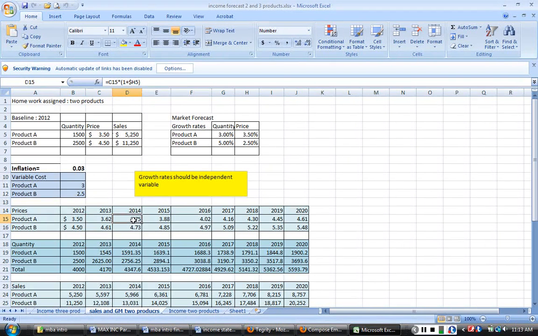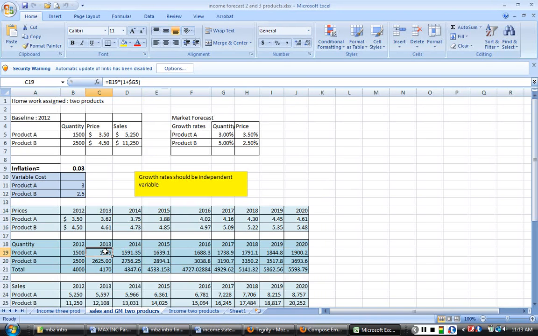If I want to do this here, I'll do the same thing. I'll take the price from the prior year. You can see C15 is right here, which is 3.62, multiplied by 1 plus H15, which is again this number over here, and so on. So that's how we do the price growth.